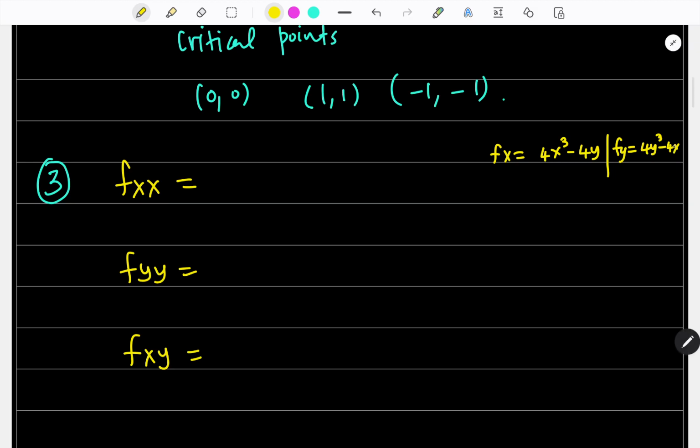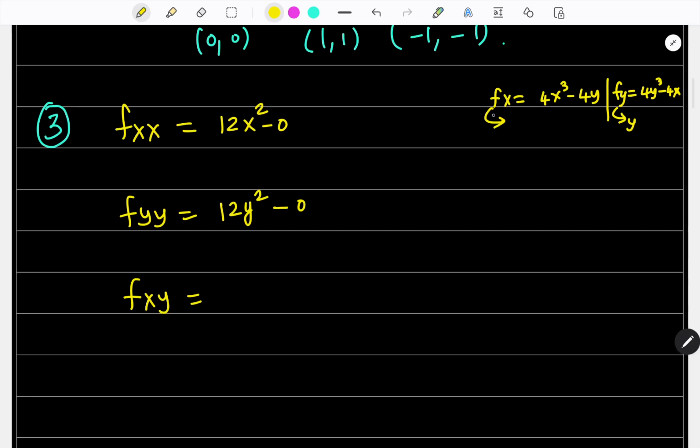Now we take the derivative with respect to x again, which becomes 12x square minus 0. For fyy, you take fy again with respect to y, which is 12y square minus 0, because x is not there. For fxy, you take fx with respect to y, which is minus 4. So fxx is 12x square, fyy is 12y square and fxy is minus 4.